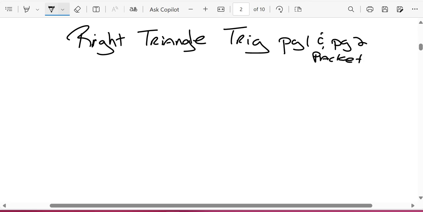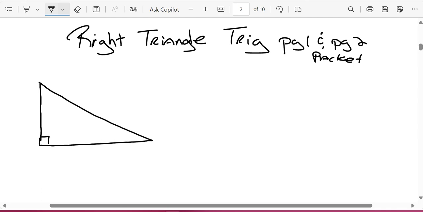Right. So to get started, first of all, you will need some paper because I did not leave any space in the packet for writing or anything today. So make sure you grab a piece of paper and let's get started. So here we are. The right triangle trig. So this is our next section. I think it's 9.3 for us. I'm really not sure of our text order, but here we go.